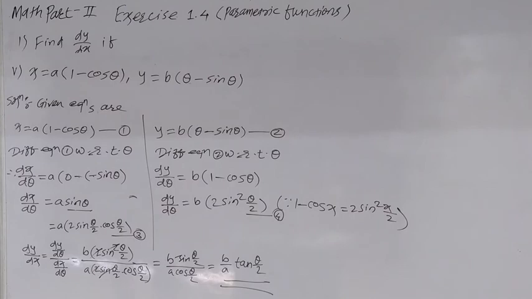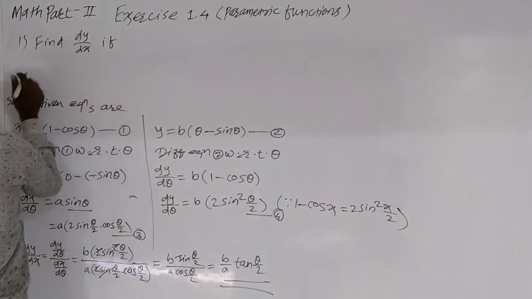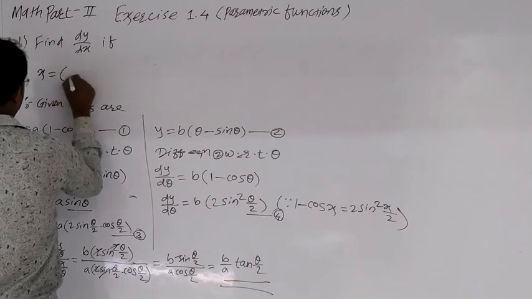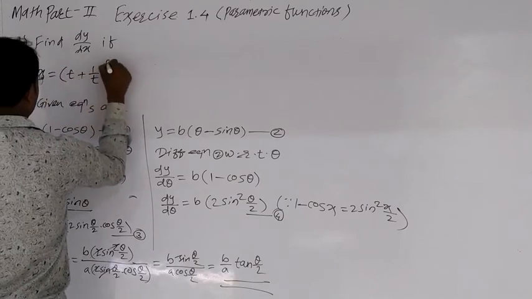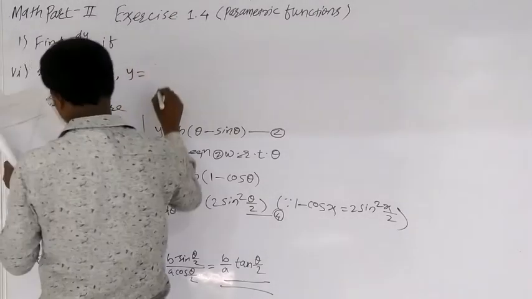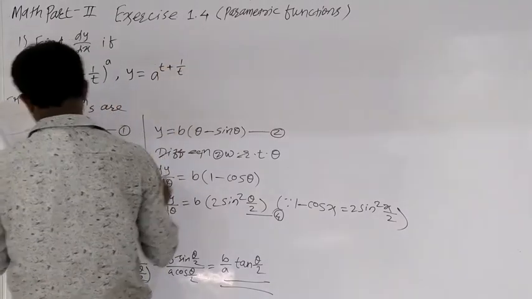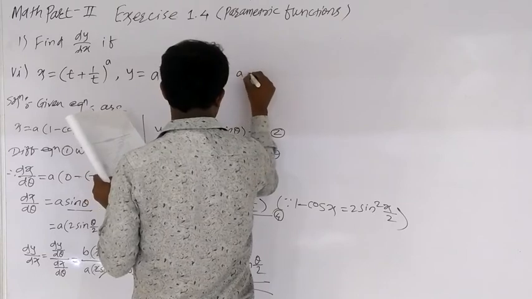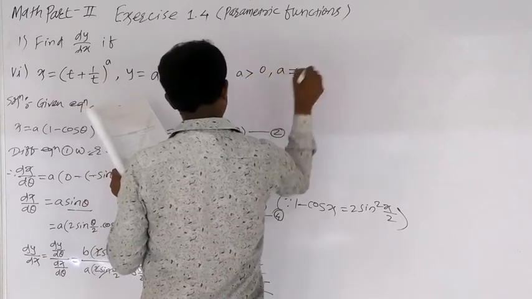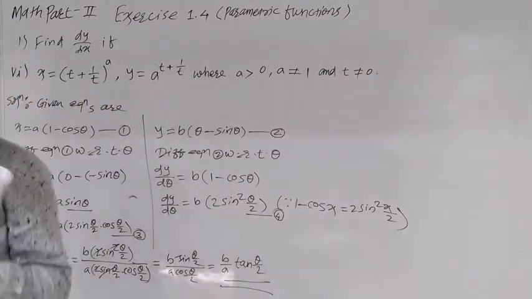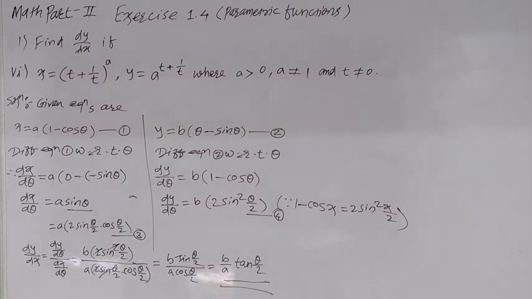Now we can solve problem number 6. Now the sixth problem is problem number 6. x is equal to in bracket t plus 1 upon t raised to a, comma, y is equal to a raised to t plus 1 upon t, where a is greater than 0, a is not equal to 1, and t is not equal to 0. This is the given in problem number 6.